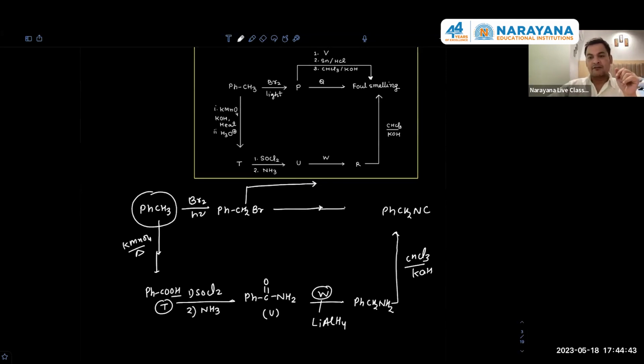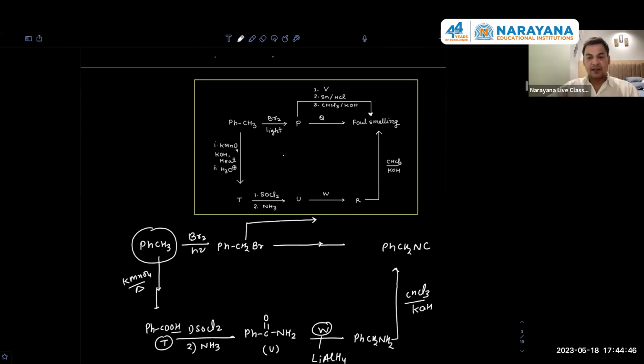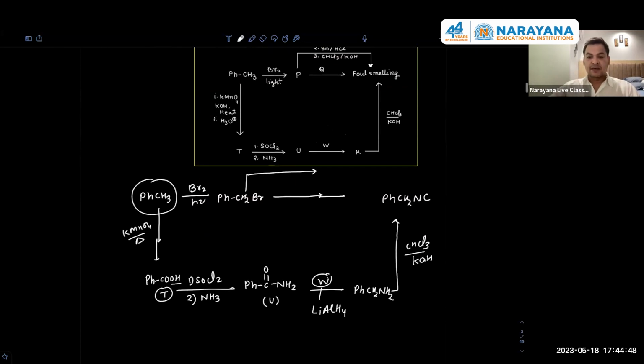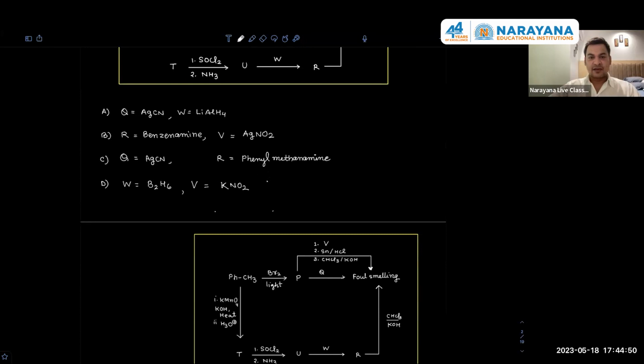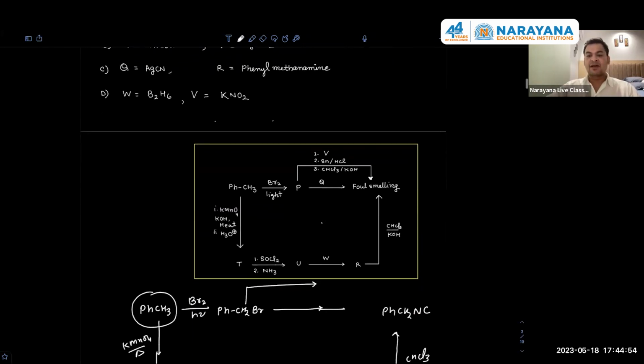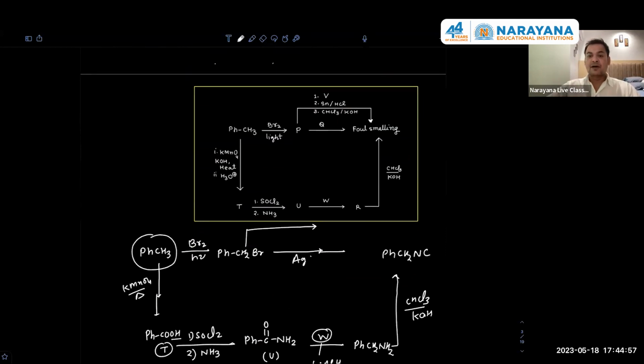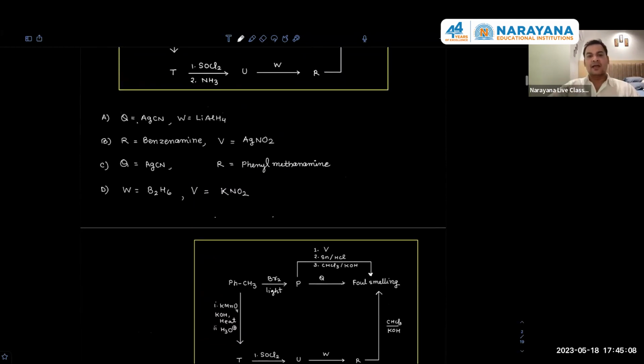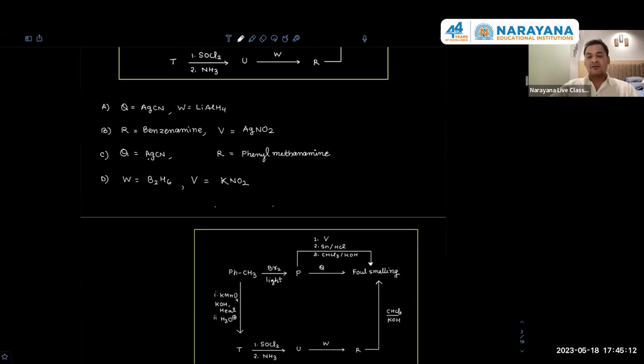And here actually we need a Q. As per the options, this W is LiAlH4. Somewhere in option A, W is given. In the Q option, they have given AgCN. Yes, if you attack by AgCN, the N will actually attack and convert into PhCH2NC. So yes, that Q should be AgCN. So option A is valid: Q is AgCN, W is LiAlH4. Now we'll go for C. Q is okay, AgCN.